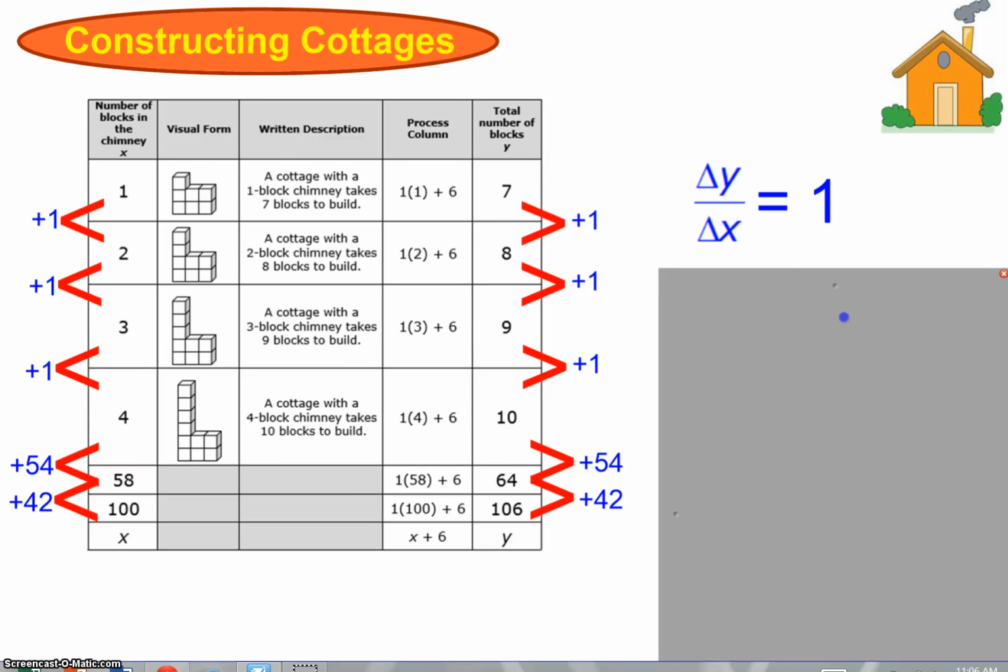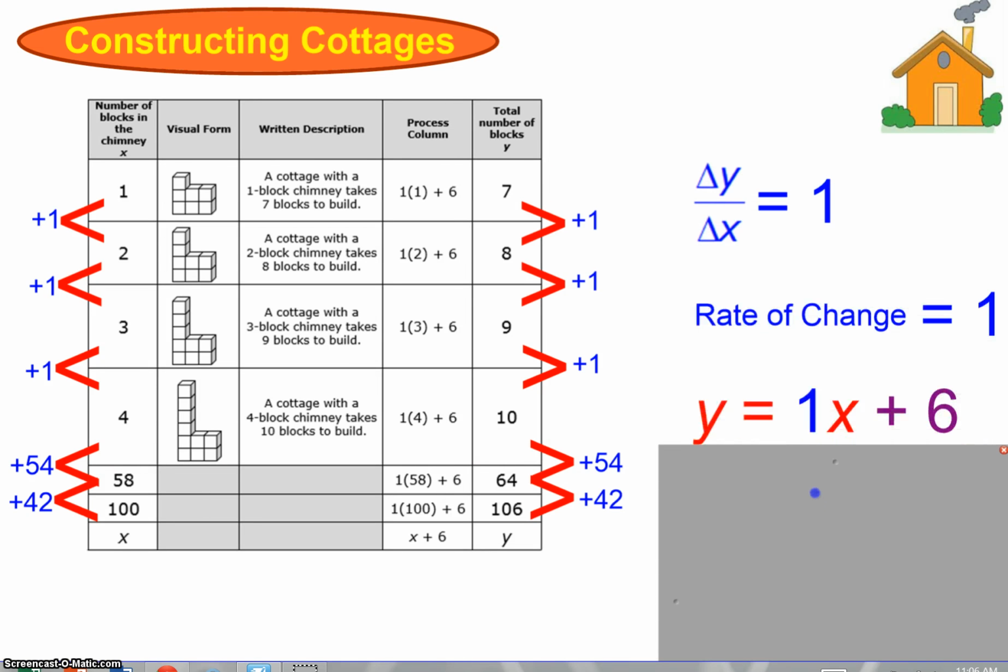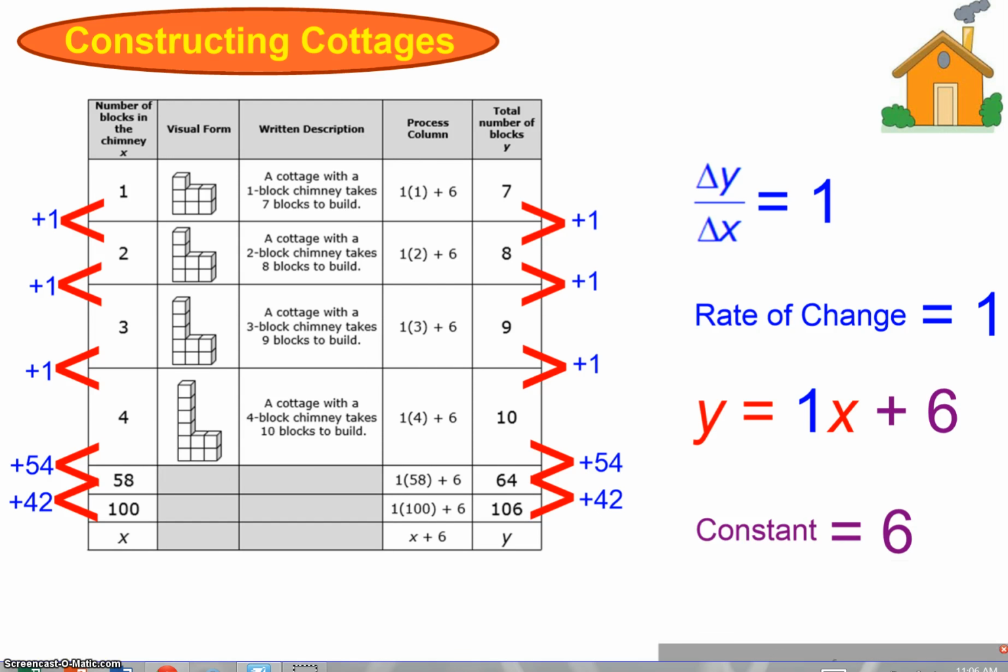So let's answer some questions. Our rate of change was 1. We've already talked about that. So our equation is 1x plus 6, and our constant is 6. Constant is whatever you're adding or subtracting from your variable or your coefficient. So let's go ahead and answer the questions at the bottom of constructing cottages.